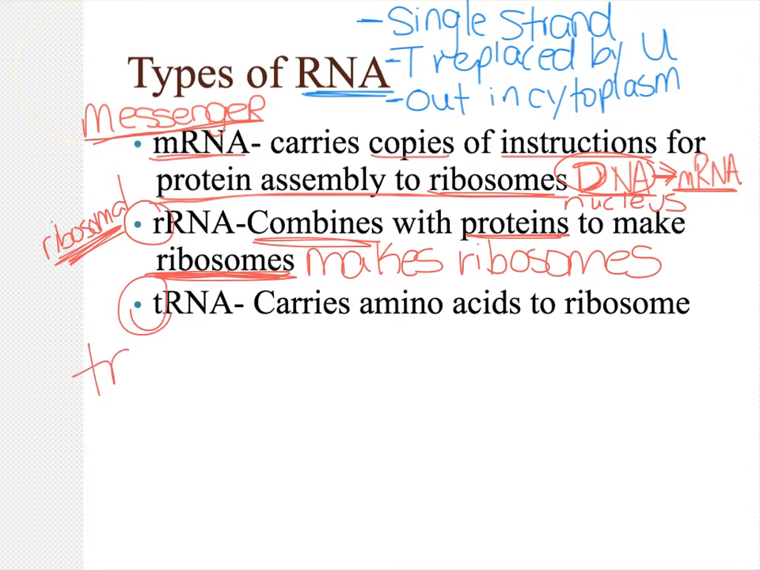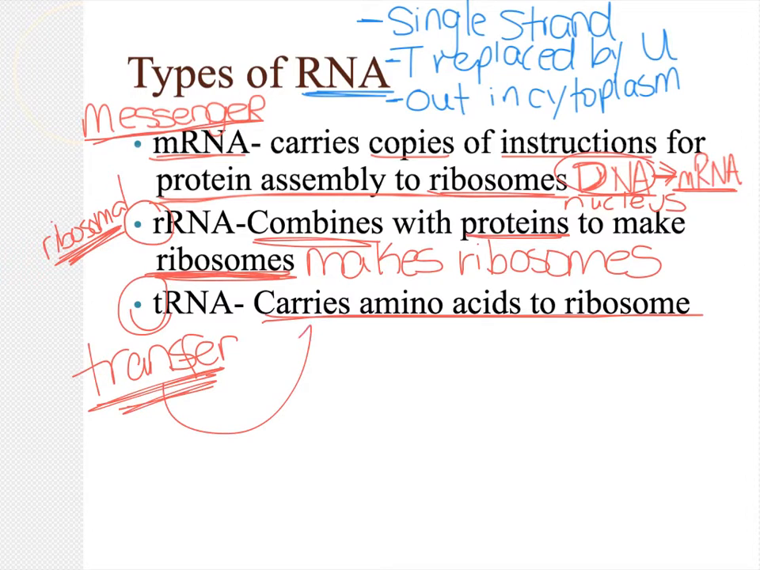tRNA is called transfer RNA, is what the T stands for, and it's going to carry the amino acids to the ribosome, hence the word transfer. They are the carriers of the amino acids. So we're going to see how all three of these work together.